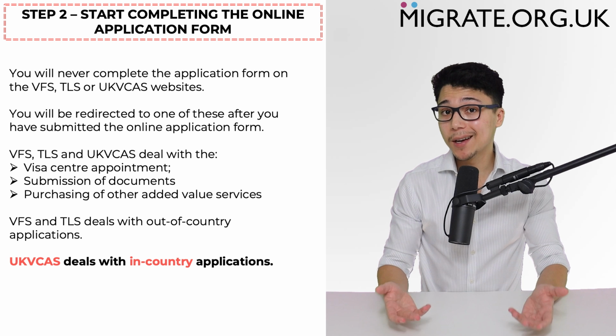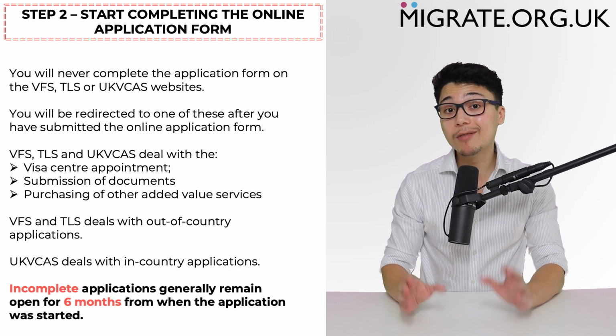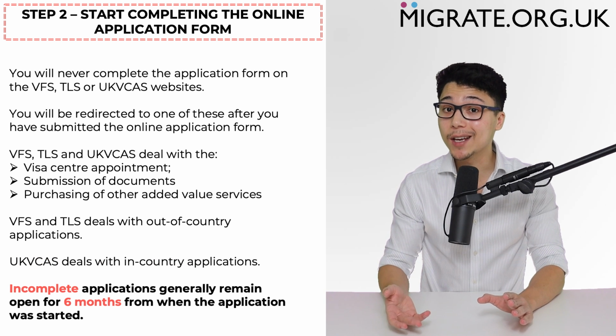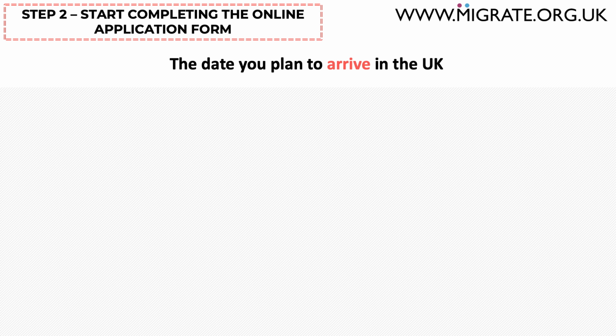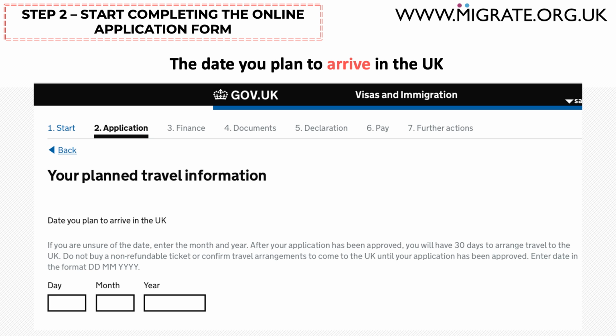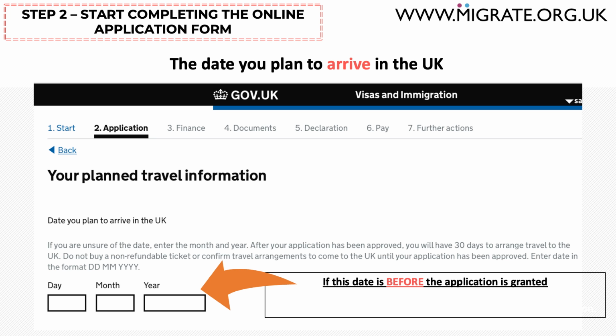Whilst it changes over time, incomplete applications generally remain open for 6 months from when the application was started. The date you plan to arrive in the UK: for out-of-country applications, you'll be asked about the date the applicant plans to arrive in the UK in the online application form. If your answer here is before the application is granted, the start date of the visa will normally be on or around the date of the decision.